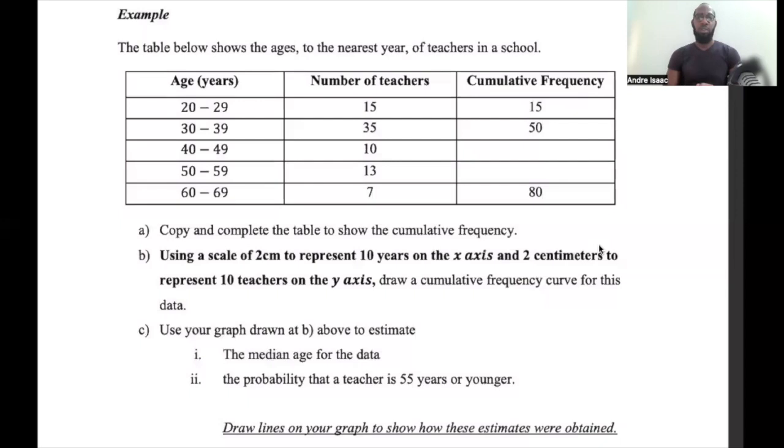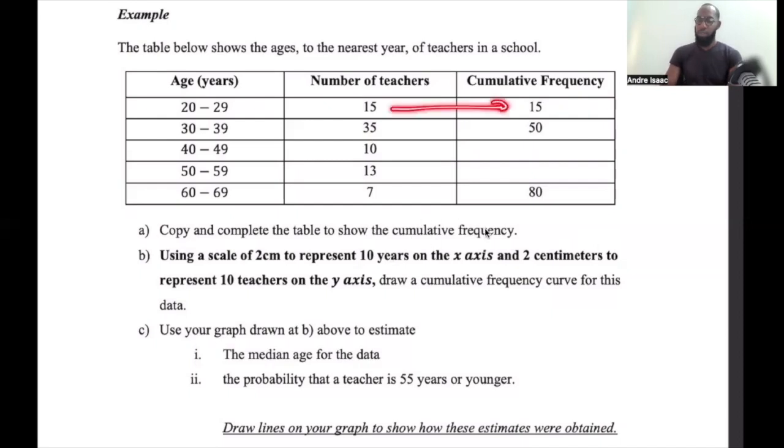Take a look at this cumulative frequency question. The table below shows the ages, to the nearest year, of teachers in a school. These are the ages, the number of teachers, and this column is the cumulative frequency. Part A: copy and complete the table to show the cumulative frequency.